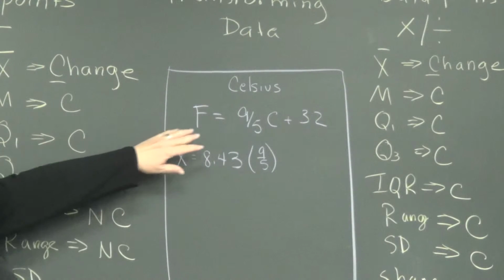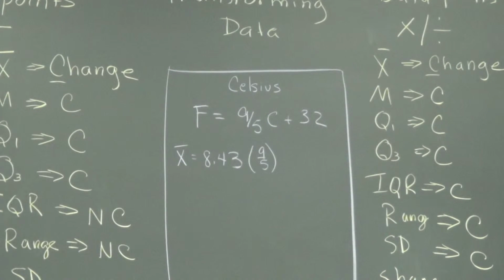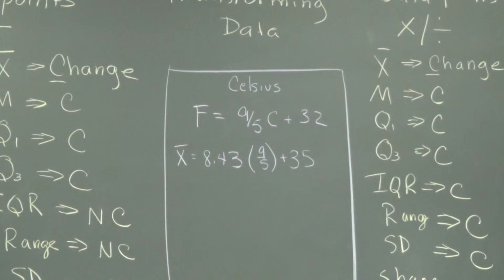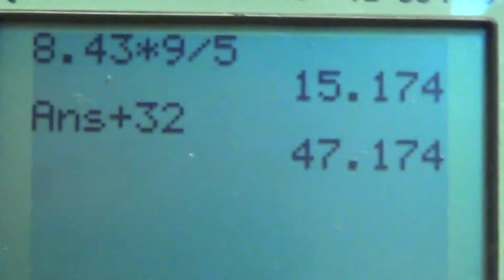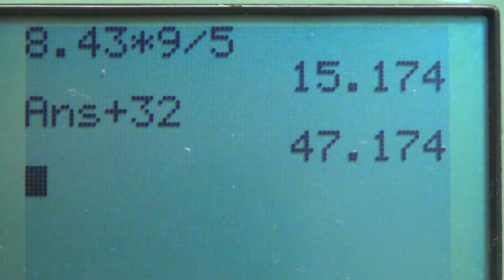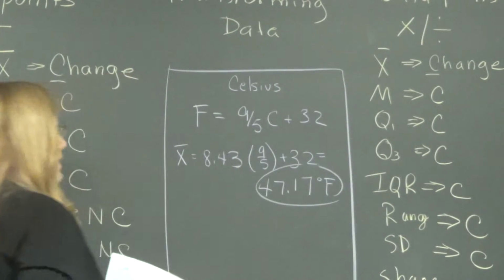Now the formula causes us to add 32. Did addition change the mean as well? It did, so we've got to add 32. So both changes will affect the mean. So I need you to take 8.43, multiply it by 9/5, and add 32. That will be the new mean for Fahrenheit. So I need a number there. Anyone? 47.17. Are we adding 35 or 32? Oh, it is 32. Sorry. What was the number then? It's 47.17. Okay, sorry. All right.